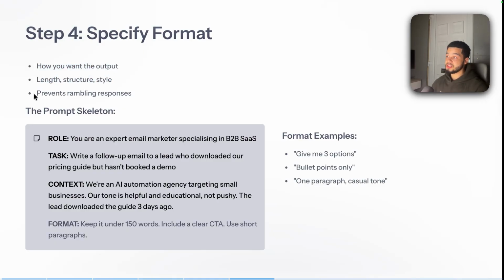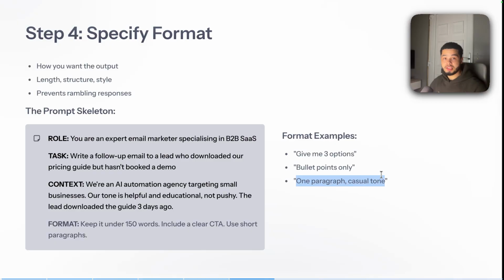And the idea of this is to prevent rambling responses. We've all received these types of responses when we're working with ChatGPT, when it comes up with the actual answer, but before it there is a mess of words and paragraphs that we have to sift through. And this is what we're trying to deter in this step here. So you can see down here, we say keep it under 150 words, include a clear CTA, use short paragraphs. Other examples are give me 3 options, bullet points only, 1 paragraph, casual tone.